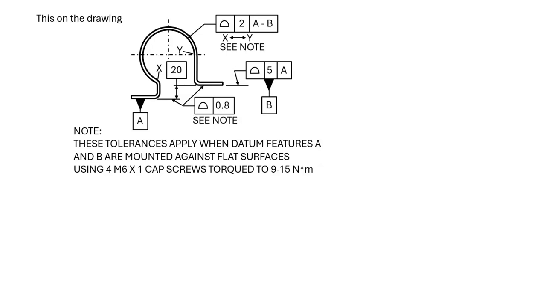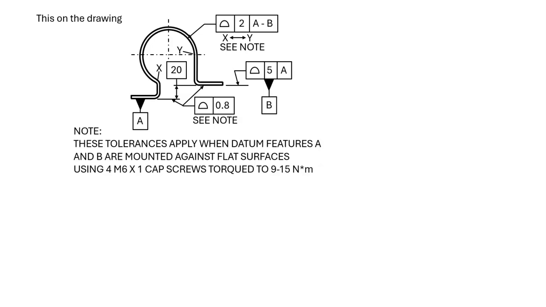Today's video will discuss Figure 7-27 from the ASME Y14.5 2018 standard. The figure is an explanation of planar common datum features in the free state and in the restrained state. Figure 7-27 looks something like what we see here.